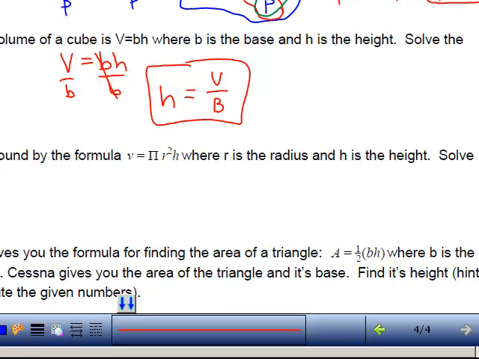The second one, the volume of a cylinder is found by the formula V equals pi r squared H, where R is the radius and H is the height. Solve the formula for H. So we need to get H. Well, there's my pi r squared H. In order to get H by itself, we have a couple things being multiplied to it. How do we undo multiplication? By division. We have pi r squared, and so we're left with H is equal to V over pi r squared.